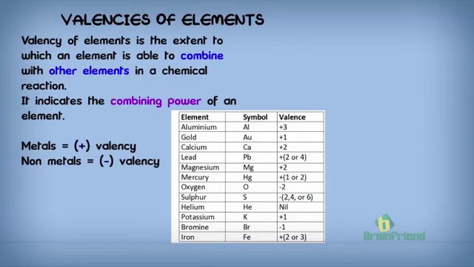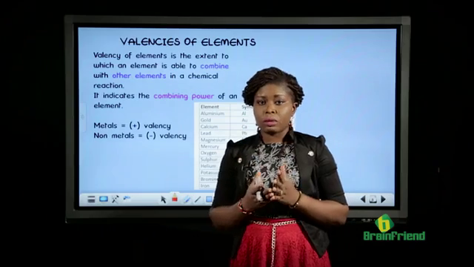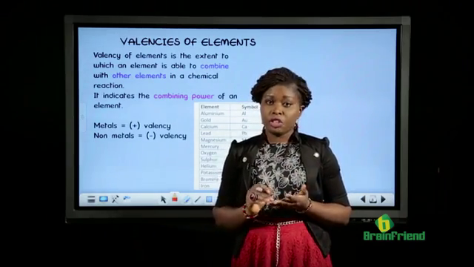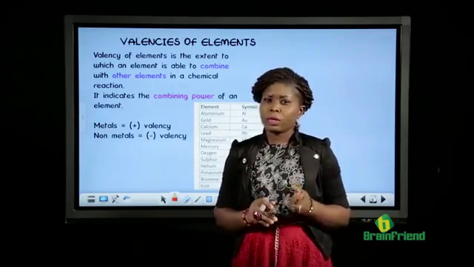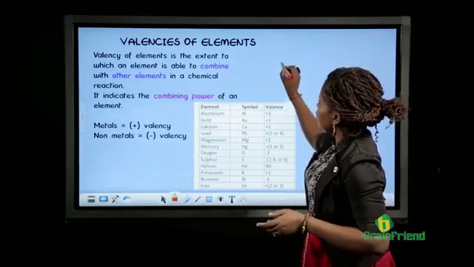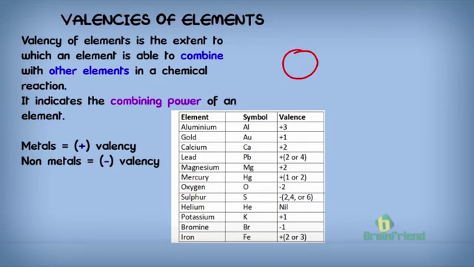Now, valency of elements. From our previous class on particulate nature of matter, we said that atoms are made up of subparticles known as proton, neutron, and electron. We also say that the proton and neutron are found in the nucleus of the atom, and that the proton is positively charged, the neutron has no charge. Now, around this nucleus are the electrons that revolve around the nucleus of the atom.